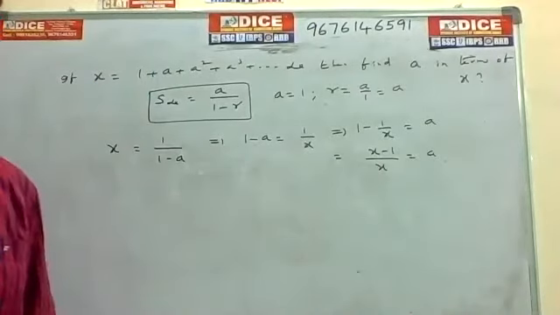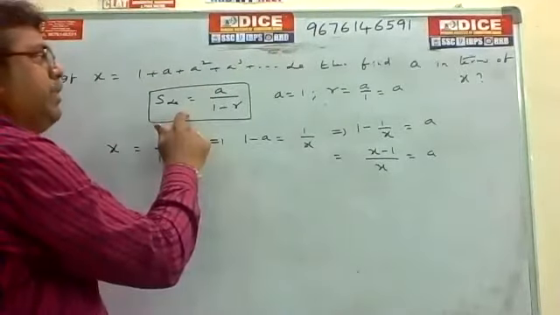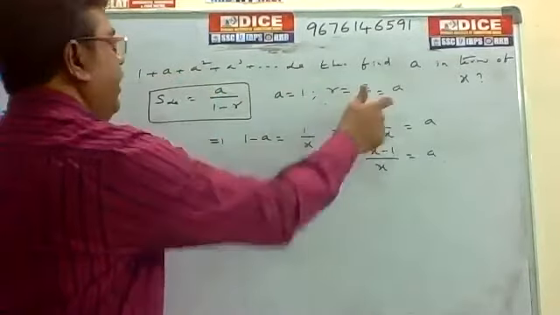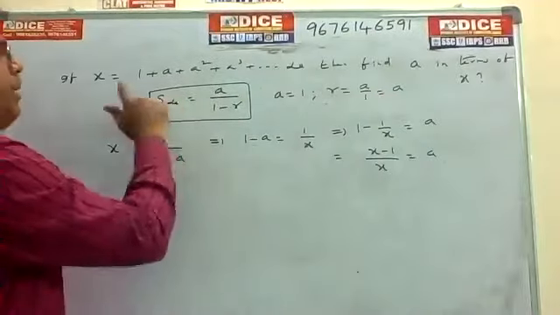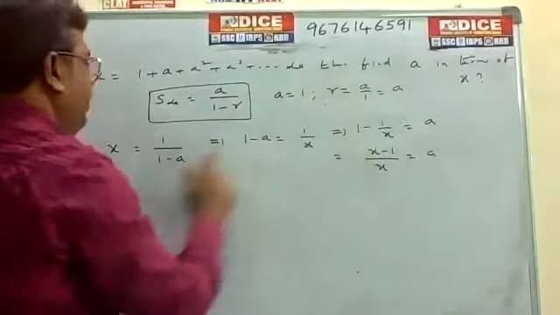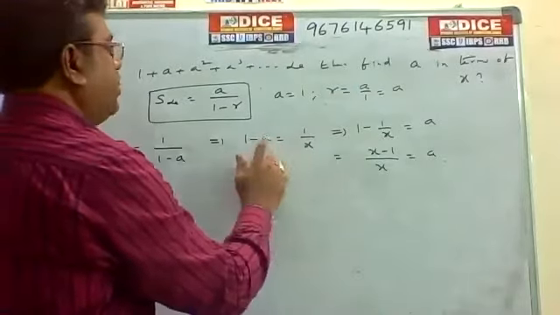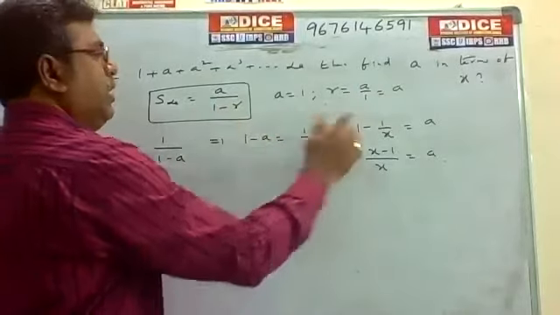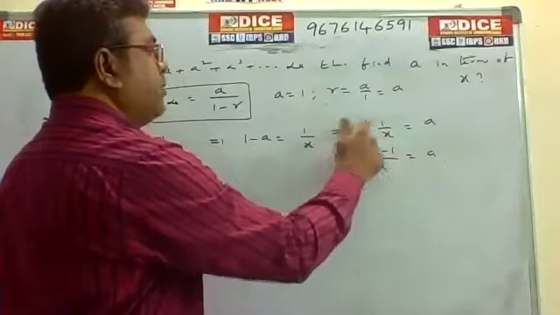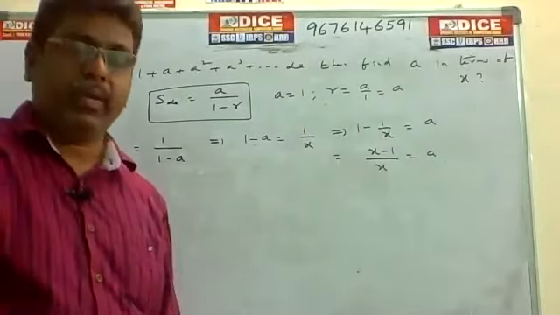Please give me a yes, and we'll go for the next problem. This is the S infinity formula, a by 1 minus r, where a means 1 and r means a, the second term by the first term. Now x is equal to 1 by 1 minus a. Cross multiplying, 1 minus a is equal to 1 by x. So 1 minus 1 by x is equal to a. Finally, a is equal to x minus 1 by x. Yes sir, from Bhavani. Very good. Next one.